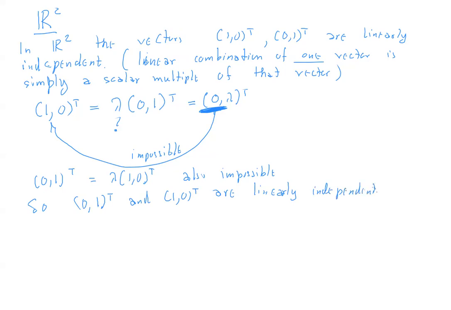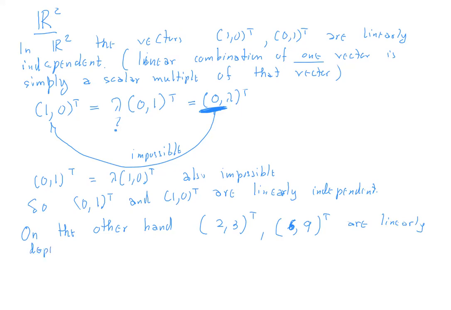On the other hand, (2, 3) and (6, 9) are linearly dependent. Can you see why? So basically, to have them linearly dependent, one of them needs to be written as a linear combination of the other. Can you see how that is possible?